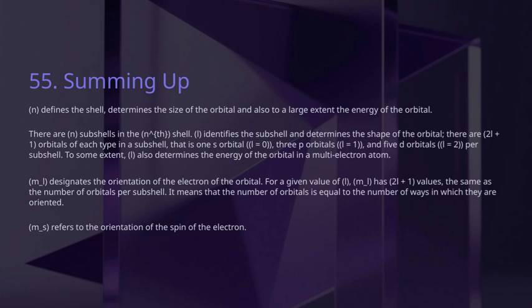Speaking of N, this quantum number defines the shell and essentially sets the size of the orbital. It also has a significant role in determining the energy of the orbital, especially as we move to higher shells. So to sum it all up, these quantum numbers, N, L, ML, and MS, are fundamental because they give us a detailed picture of where an electron is likely to be found, how it behaves, and how it interacts within the atom. They are the building blocks for understanding atomic structure and chemical behavior.